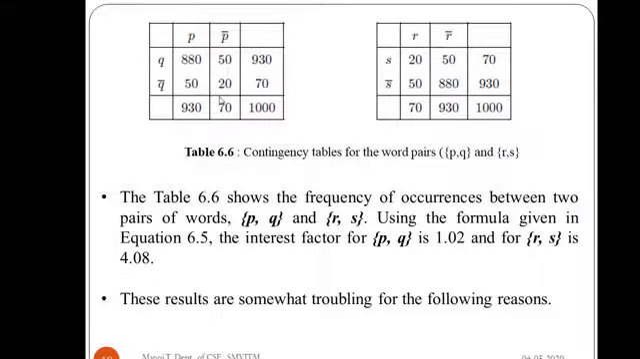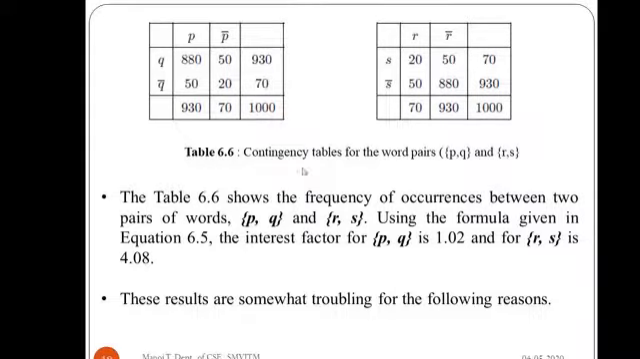P implies Q is given for the words data and mining. R implies S is given for the words compiler and mining. The frequency of occurrence is given to us in the form of the contingency table. Now you calculate the interest factor for both of these.